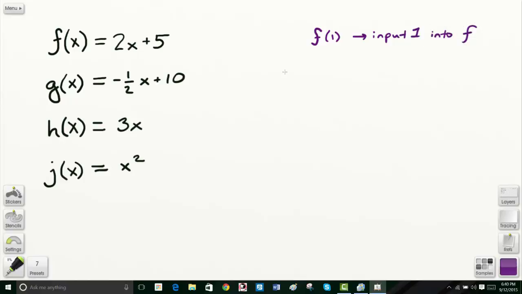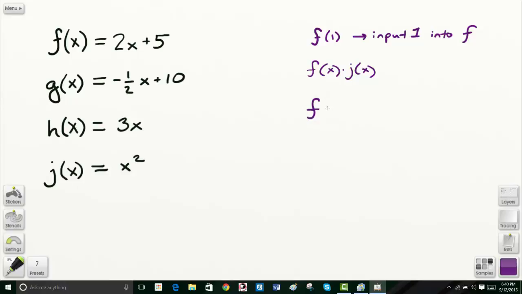We also talked about how we could perform operations on functions. Like we could say f of x times j of x. It just means we take the information of f and we multiply it by the information of j, using just our typical expression operations to figure out what the answer is. So now we're going to talk about what this would mean.